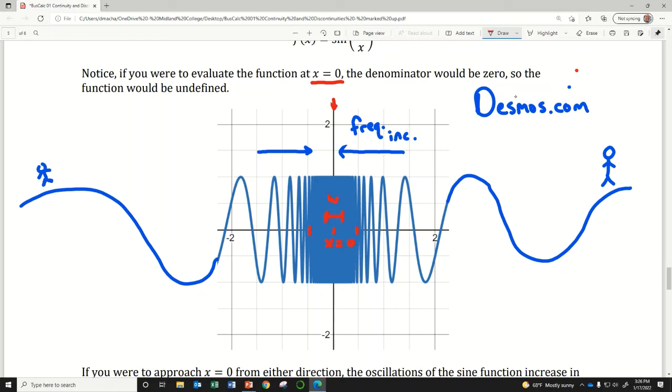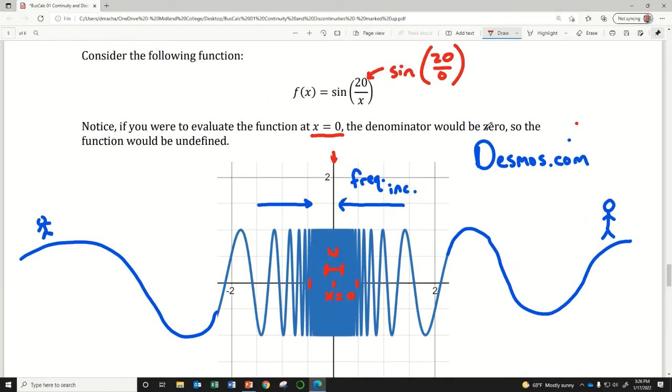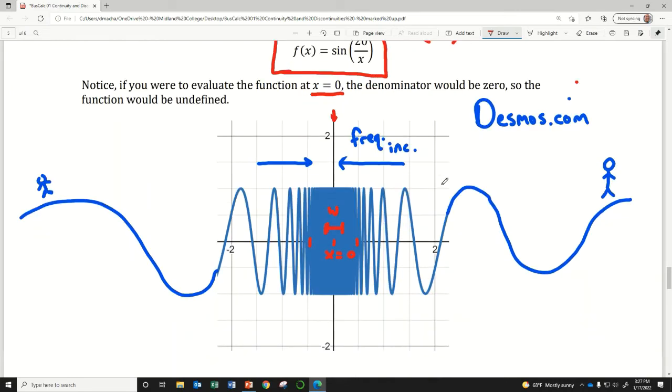If we let the width of this interval be a very, very tiny number, a very skinny interval, we're always going to have infinitely many oscillations of our sine wave. Again, no matter how small of an interval you choose around x equals 0, we have infinitely many oscillations of the sine wave. So this is a truly weird function, and it gives rise to a weird type of discontinuity, which we call an oscillating discontinuity.